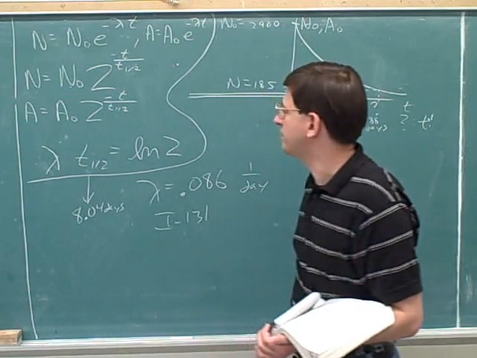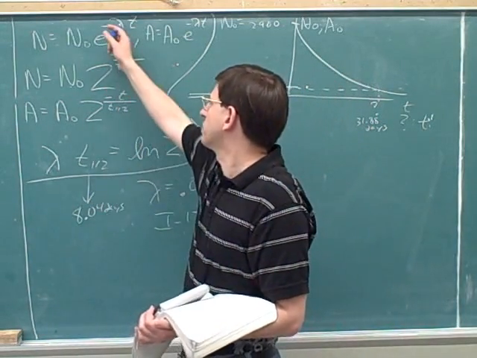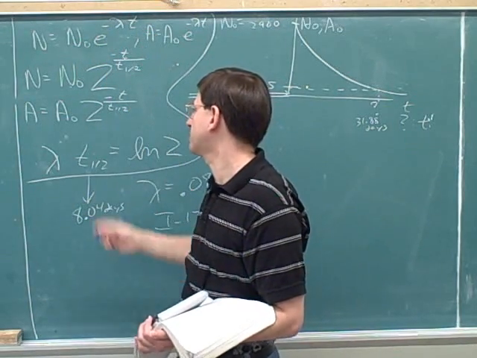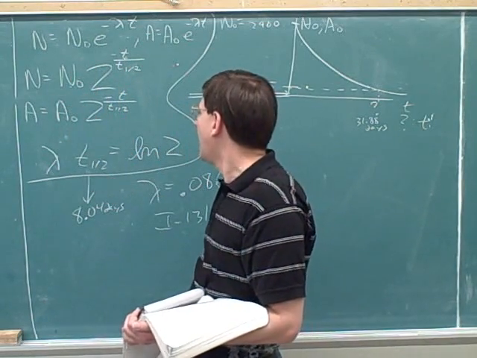Okay, so here I guess we've got the big 5 equations for radioactive decay. There's 2 equations that when you're working with lambda, you can work with either n or a, and they have the same form. And there's 2 equations for when you're working with a half-life. Again, you can work with either n or a, and they have the same form.